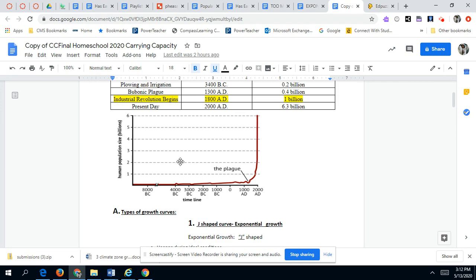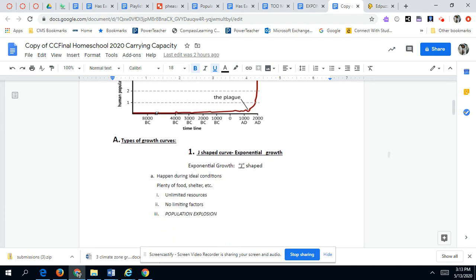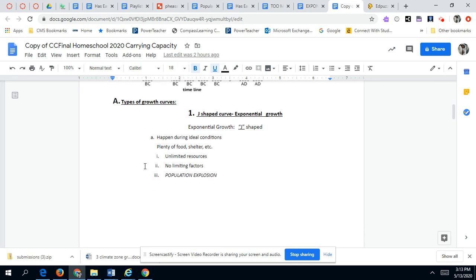So this is a J-shaped curve, okay? Humans, bacteria, and algae are the only things that can grow exponentially. There's just nothing that limits them. So what is it called? It's called a J-shaped curve. It's exponential growth that happens during ideal conditions. There's plenty of food, there's shelter, there are unlimited resources. There are no limiting factors, no factors that limit their population. The population just explodes.